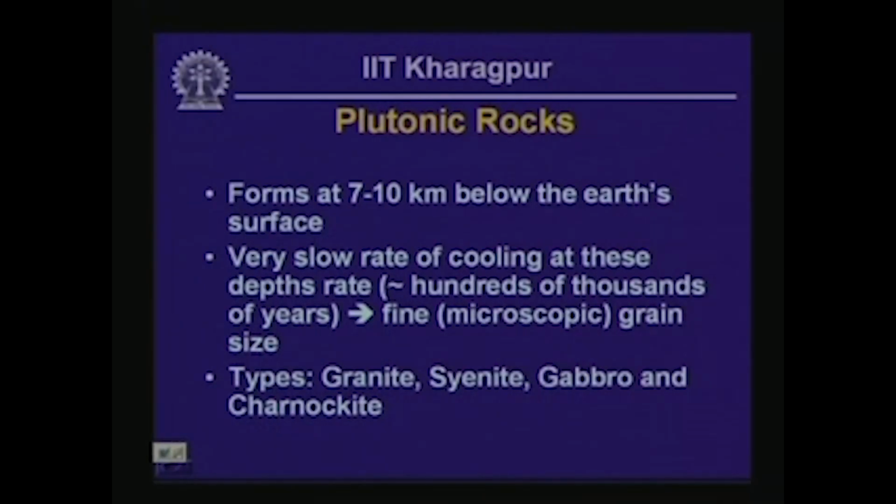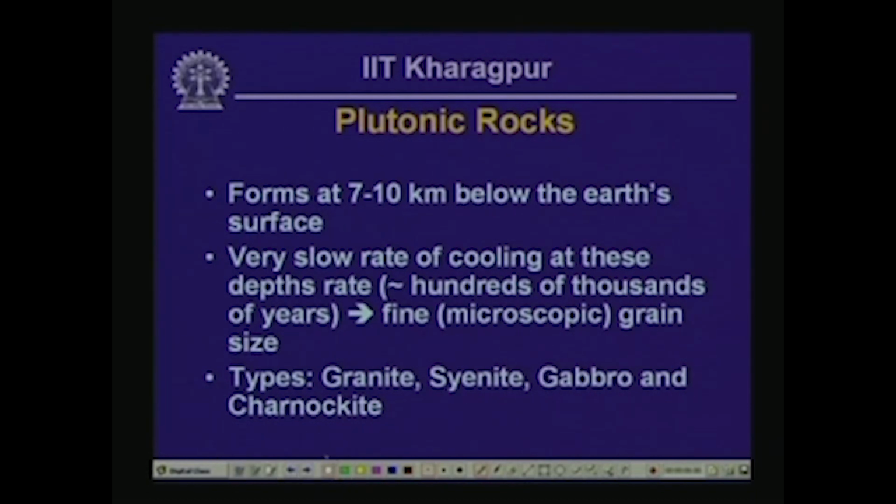Now, the examples of plutonic rocks include, as a very major proportion, granite, and then there are other types including syenite, gabbro and charnockite. Charnockite is another type of rock which is available over a large portion of the Deccan Peninsula.